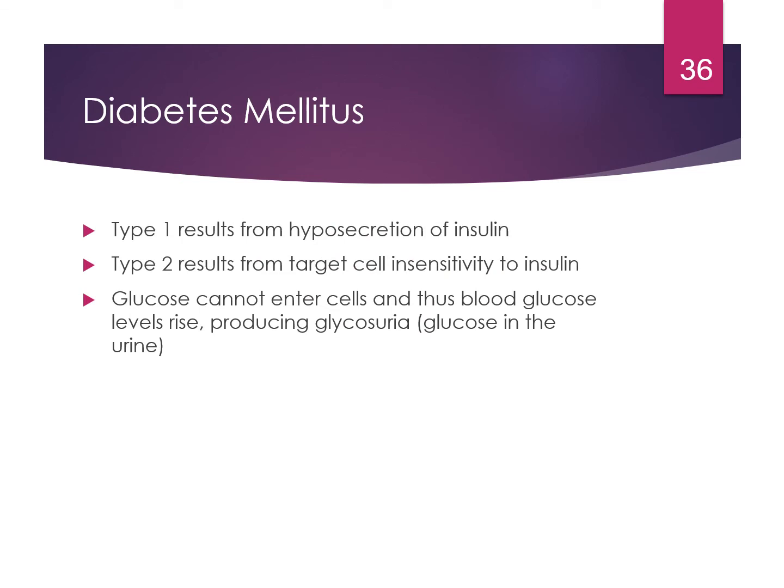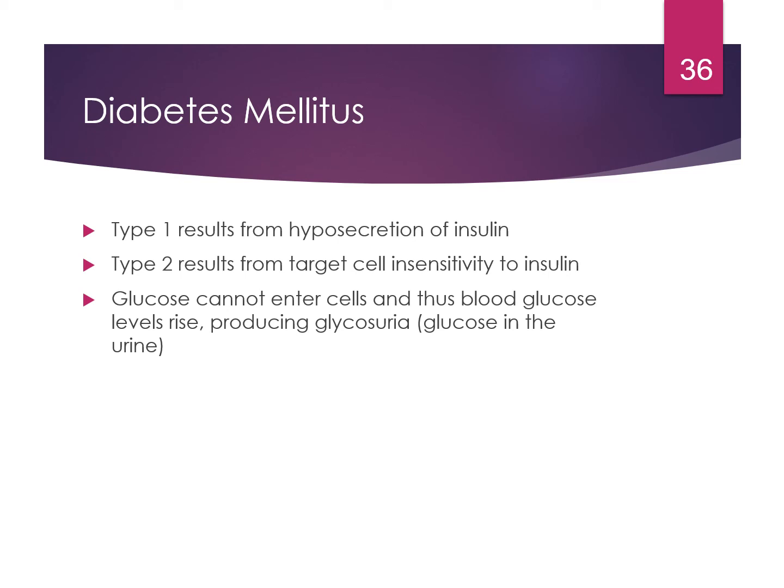There are two types of diabetes mellitus, type 1 and type 2. Type 1 results from a hyposecretion of insulin. So the islets of Langerhans that are responsible for secreting insulin are not secreting enough of it. Typically, an individual is born with type 1.